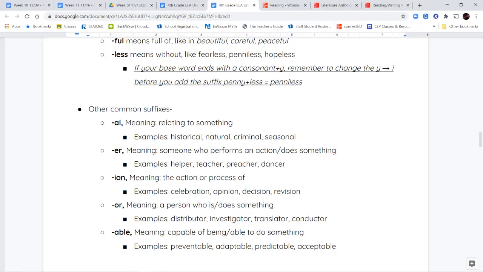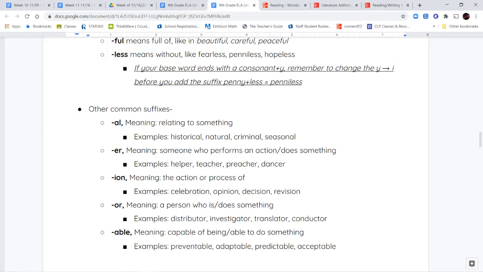Now, OR, so we talked about ER being someone who does that thing. OR is a person who is that thing or does that thing. So a distributor is someone who distributes or gives things out. An investigator is someone who investigates. A translator is someone who translates. A conductor is someone who conducts.